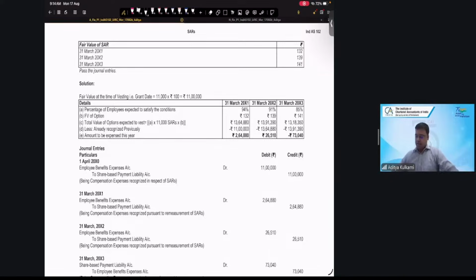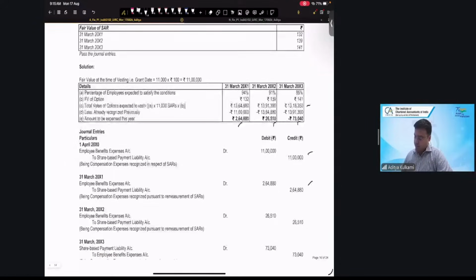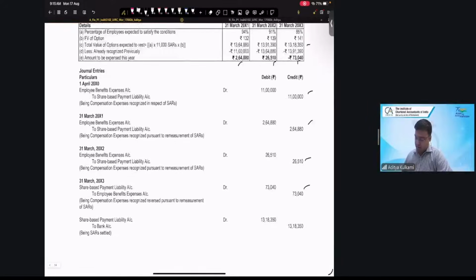All right. So similar workings: fair value of the option at each reporting date is given, and the percentage of employees expected to satisfy the condition is given. So total value is 94% into 11,000 SARs into 132 fair value. You get the fair value at each reporting date minus what is recognized earlier, which is the amount to be expensed in the current year. So employee benefit expense account debit to SBP liability for year one opening, then year one closing, then year two, year three.